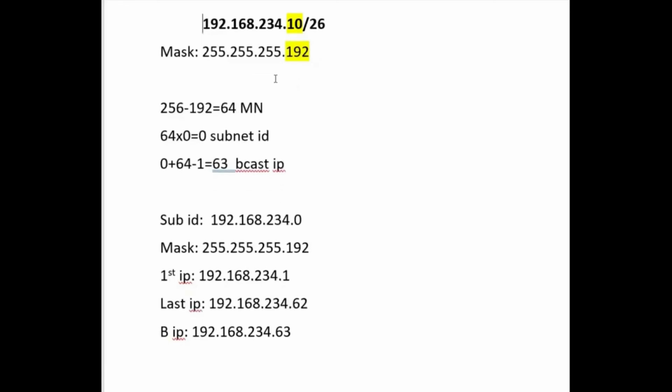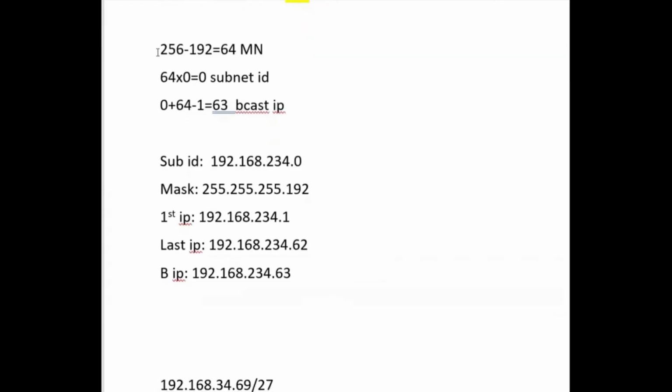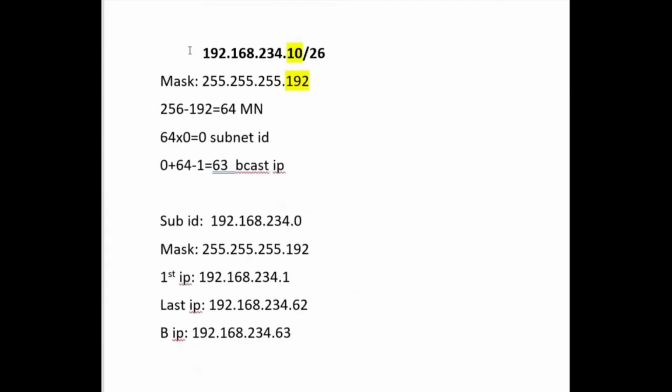Right. Now we got our subnet ID is 0, because once you get a 0, we put that value in here: 192.168.234.0, mask, which is 255.255.255.192. Then first IP is 234.1. Broadcast, we found 63, so 192.168.234.63. And then last IP will be 62. So this is the complete subnet information for this one.